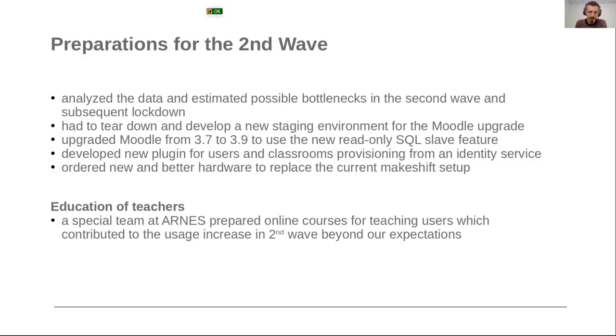new circumstances. The priority was to upgrade to 3.9, because we really wanted to use the new SQL slave read-only feature, as we had identified SQL CPU as the bottleneck. The other thing we did was to have better user provisioning, because the process was manual up till then. Users had to log in, you had to enroll them manually, or they had to use self-enrollment and so on. And of course, we ordered new and better hardware to replace the improvised setup we had.